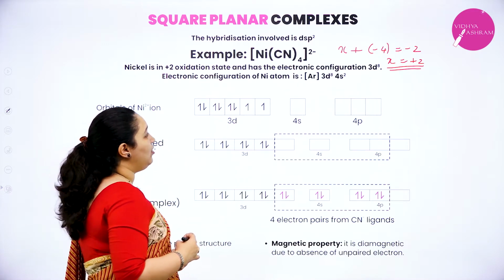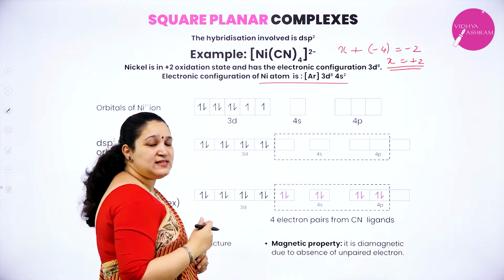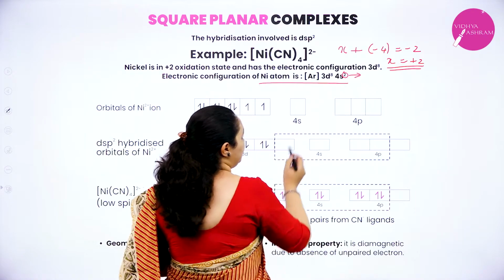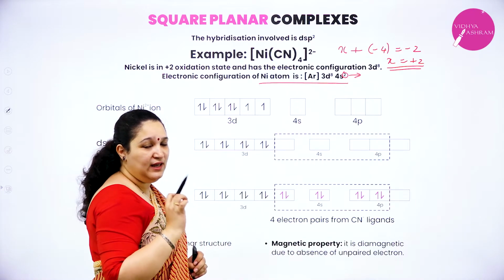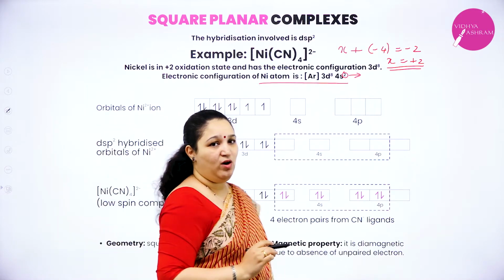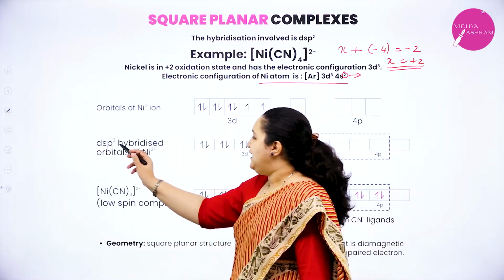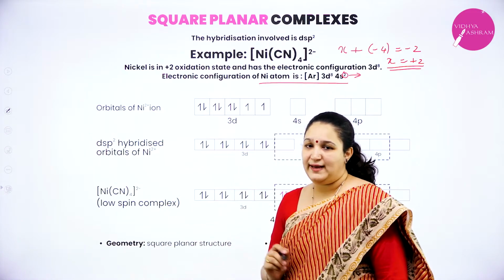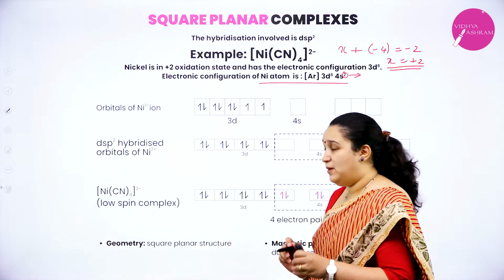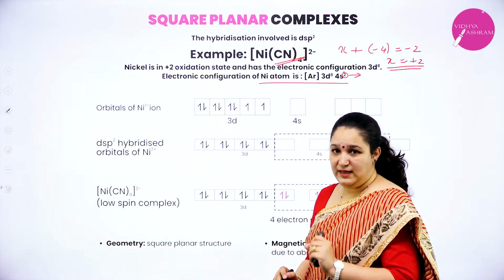Okay. The electronic configuration of nickel atom is argon 3d8 4s2. As in this particular complex it is having plus 2 charge, 2 electrons are lost and we have 8 electrons in the 3d orbital. You can see here 8 electrons in the 3d orbital of Ni plus 2 ions. Next what happens? dsp2 hybridized orbital of Ni plus 2 you have to show. Why does it undergo dsp2 hybridization? Because cyanido ligand is a strong field ligand.